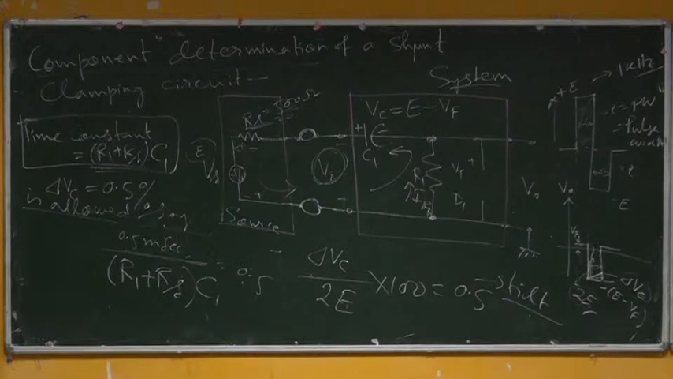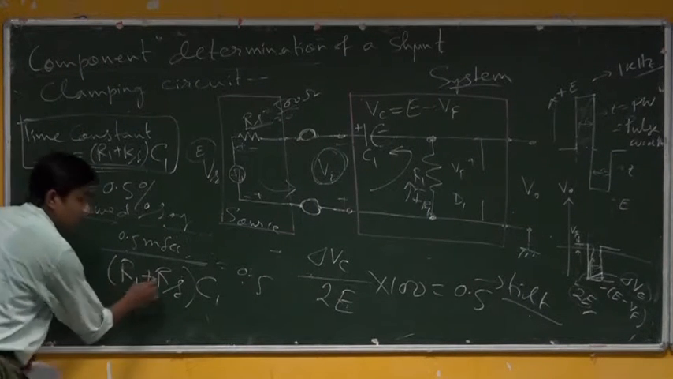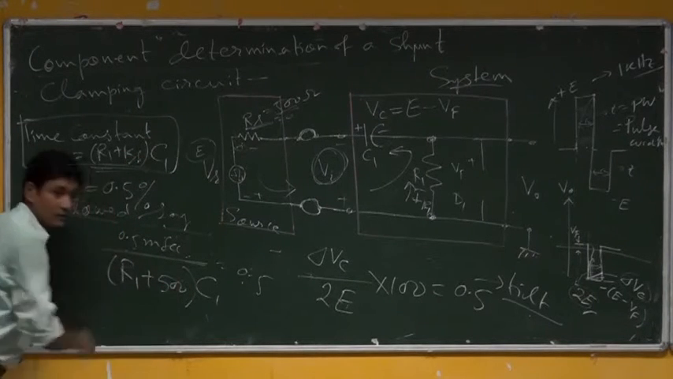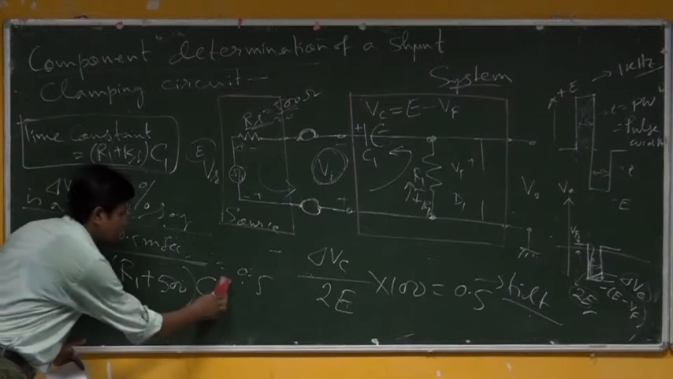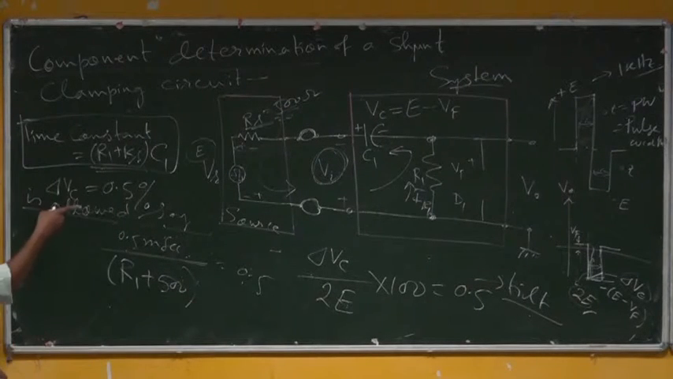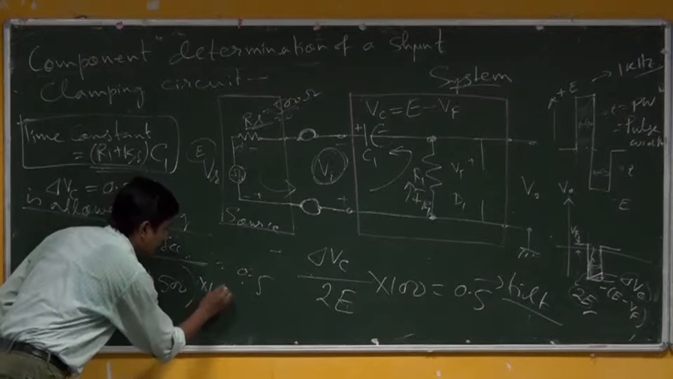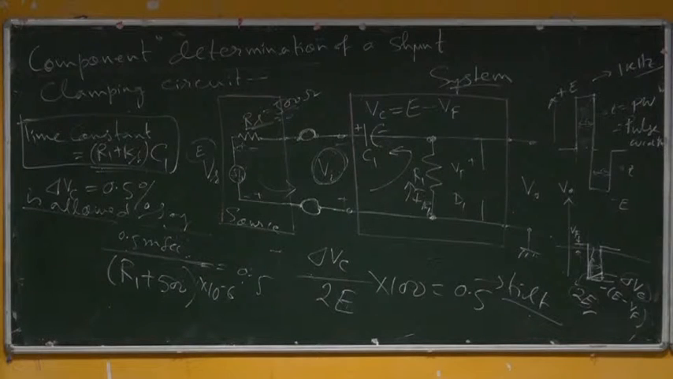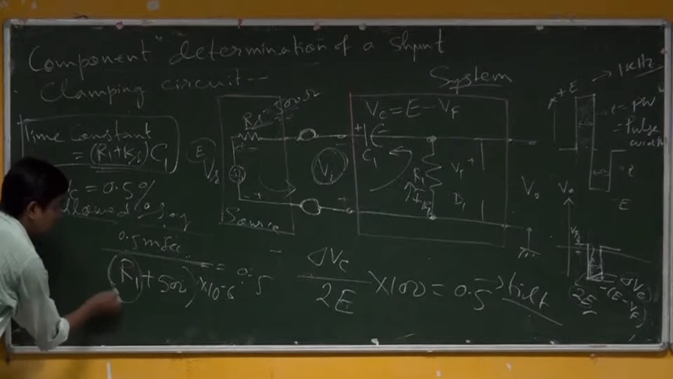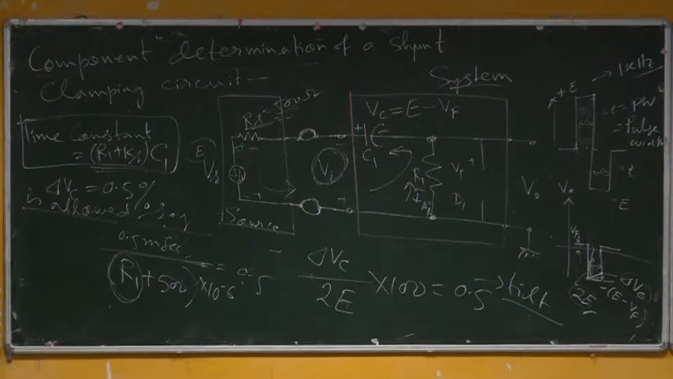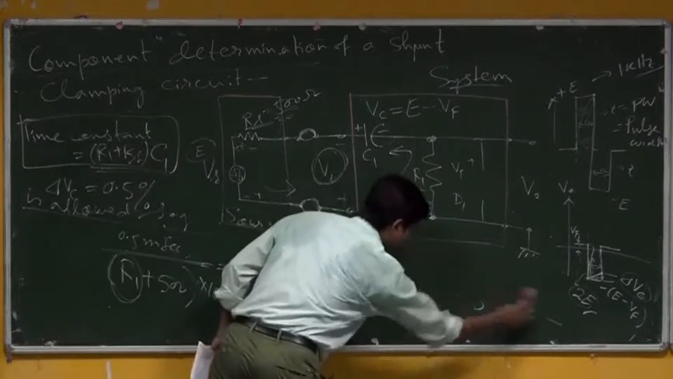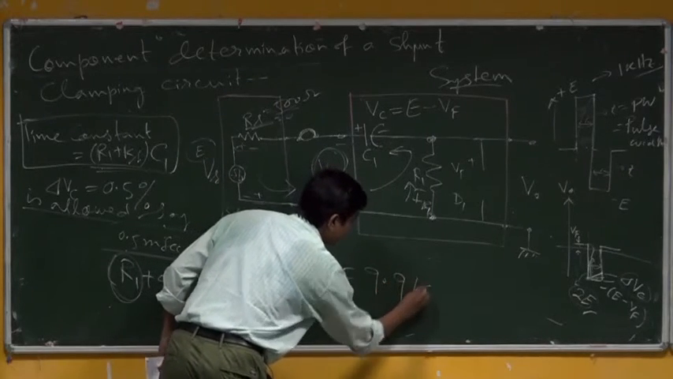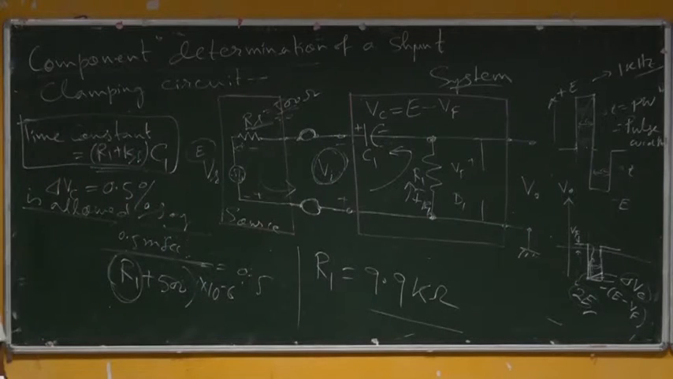pulse width. What is RS value? What is C1? You have already calculated 1 microfarad. Who is unknown here? Only R1. Please solve it. You will get the expression for R1, I think. R1 equals 9.9 kilo. Please check it.